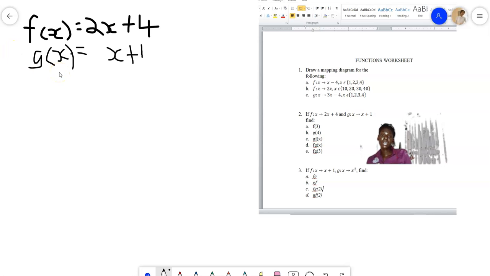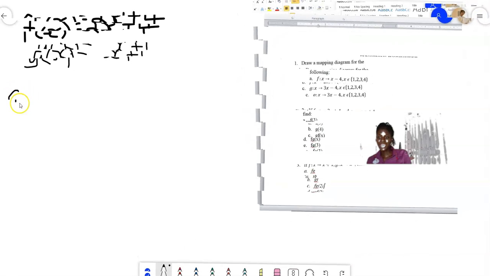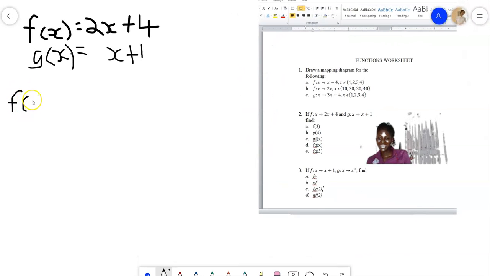Alright, so the first part, A and B, they are evaluation questions. So they asked us to find f of 3, right? So that is where you substitute 3 for x on the right hand side. So f of 3 will be equal to 2, just as though originally it was f of x and now 3 is where the x was. You're going to replace x with 3 on the right hand side.